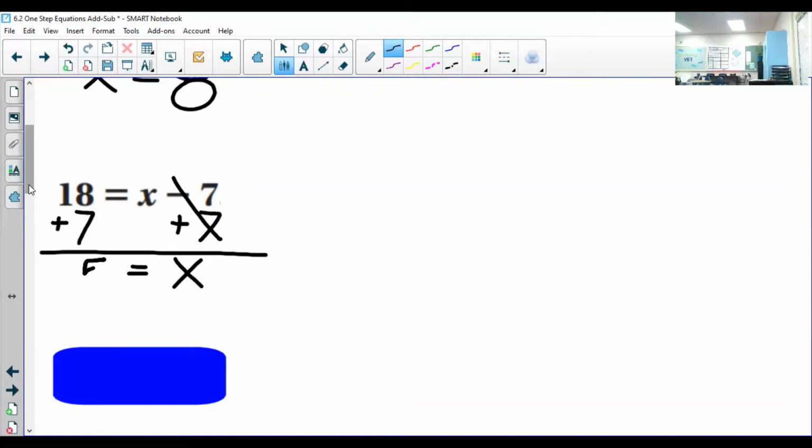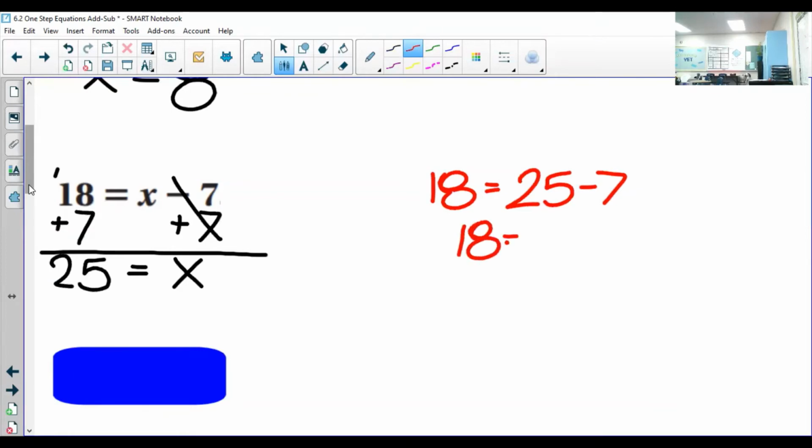Well, that would be 5. Carry the 1. That would be 25. X equals 25. Now, again, you could check your answers, rewrite it, and say 18 equals 25 minus 7. So we have 18 equals, what is 25 minus 7? 18. And you know you did your work right.